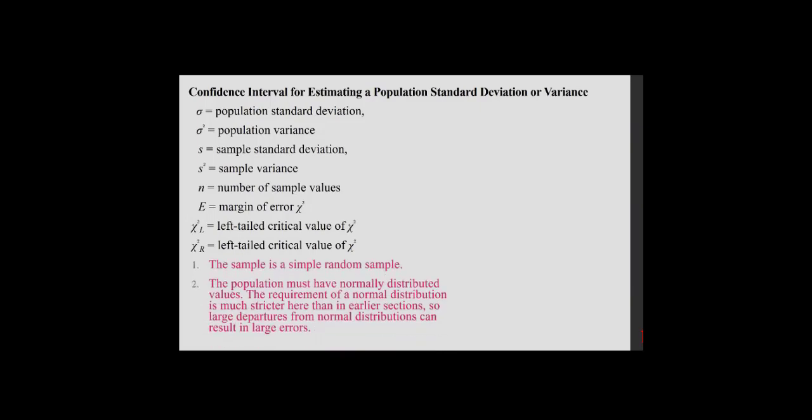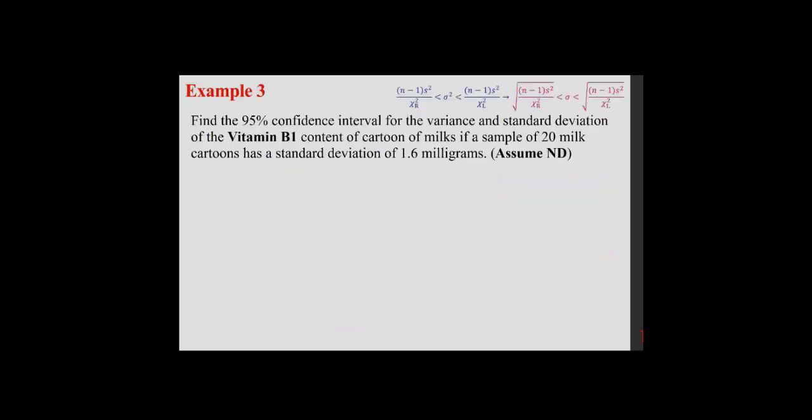The sample is a simple random sample. The population must have normally distributed values. The requirement of a normal distribution is much stricter here than in earlier sections. And here are the formulas that we showed previously. So sigma squared is between (n minus 1) s squared over chi-squared of the right and (n minus 1) s squared over chi-squared of the left. Remember, chi-squared of the right is larger than chi-squared of the left. That's why the left side, because the denominator is larger, becomes smaller. And again, for sigma, you really don't have to do much calculation. When that one is done, we just take a root. So we've already discussed that, and those are the formulas.